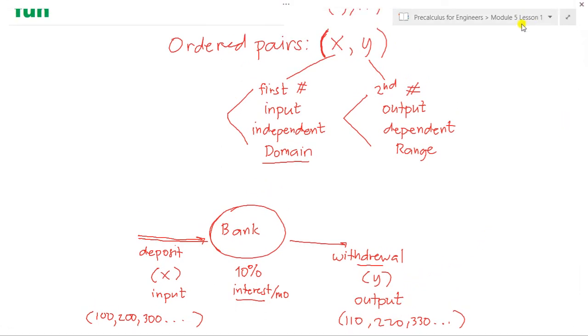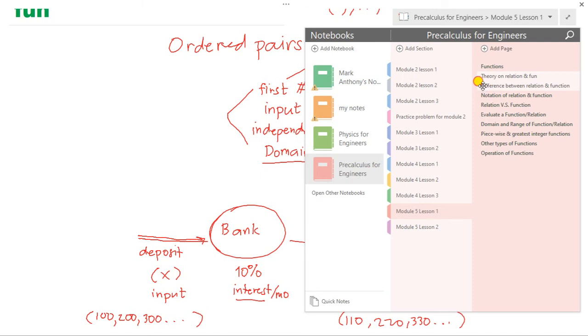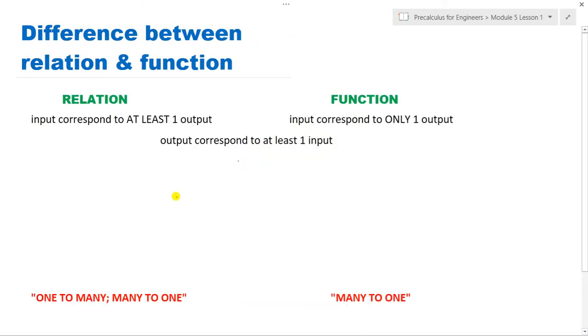Okay. Then, after having the theory, of course, we are now ready to differentiate between relation and function. From the previous ordered pairs, this applies to both relation and function. Actually, relation and function are in some cases the same, but in other cases they are different. Here we have the relation. So let's talk about the relation first.